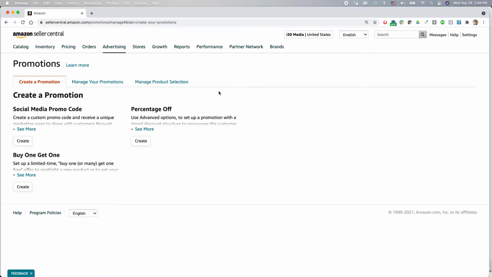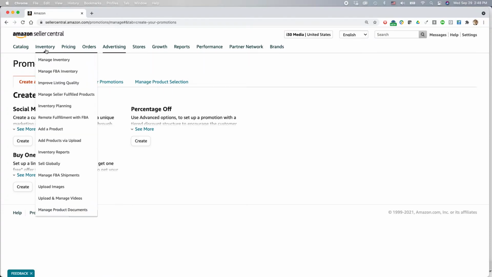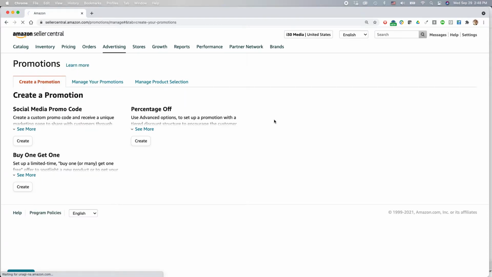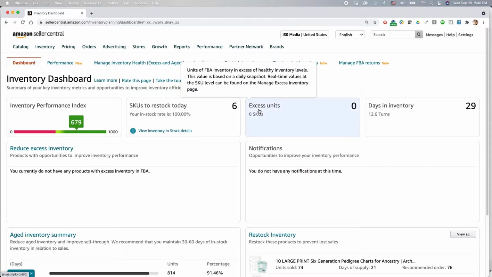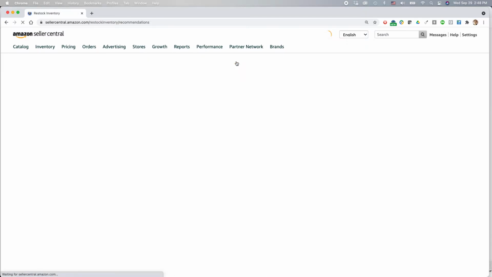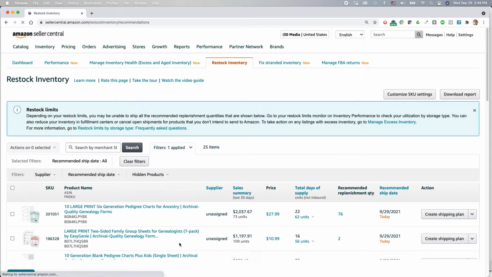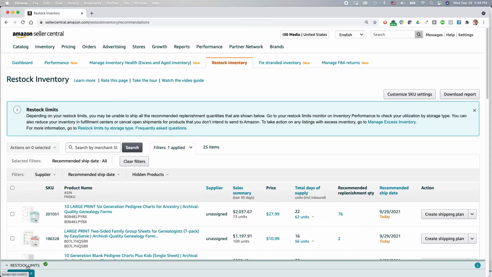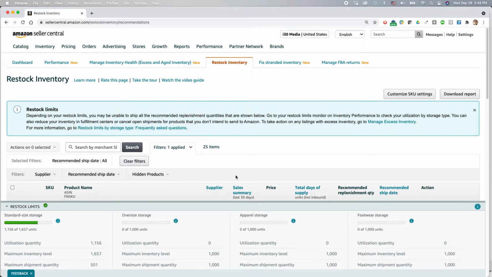So go to your Amazon Seller Central page, go to inventory, go to inventory planning, and this is how you see the restock limits. First of all, they'll have all of these things on the inventory dashboard. What you want is restock inventory, and then at the bottom of the page, I didn't notice it at first, it says restock limits, lower left corner. Click on that.